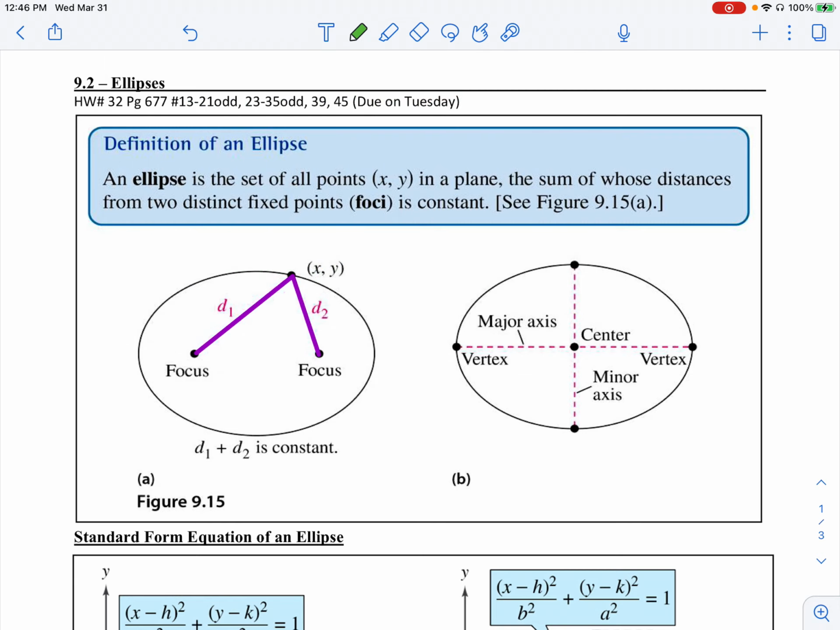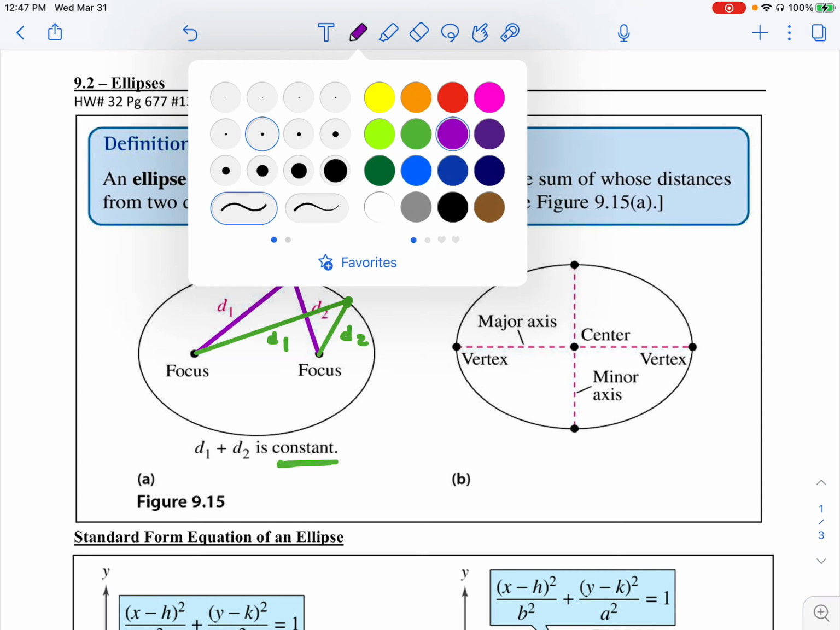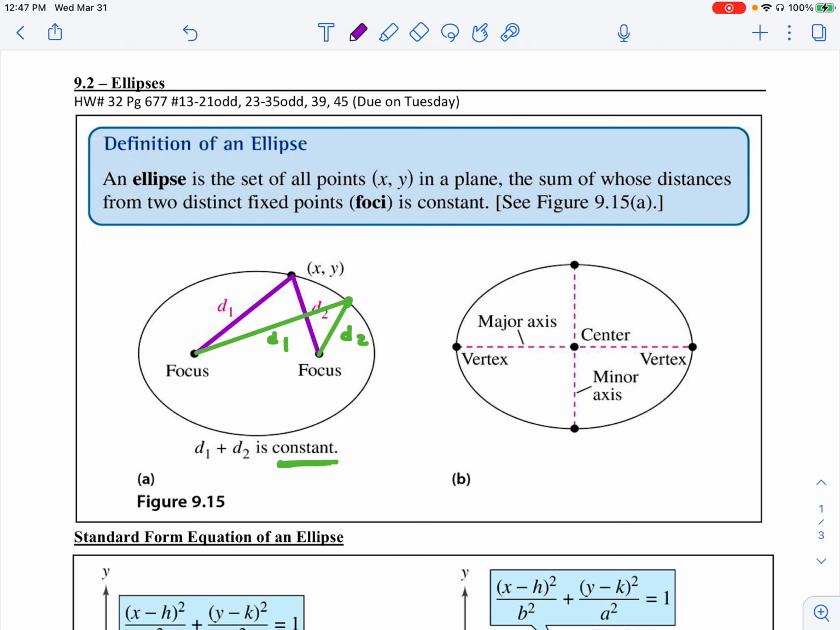And any point where the distance between that point and the focus, and that same point to the other focus, in this case this is my new D1 and this is my new D2, as long as that sum is the same as this constant that we found earlier, then that is a point that lies on our ellipse. In other words, any point where the sum of those two distances from the foci remains constant is a point that lies on an ellipse.